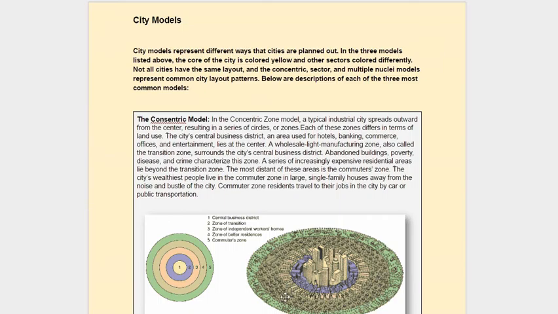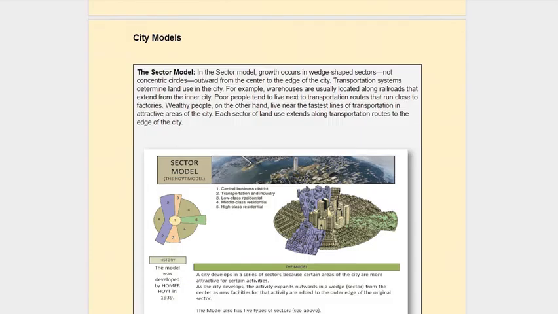That's zone 3. And zone 4 is what we would call in America the suburbs. And then zone 5 is like the really, really rich places where people have lots of land and the houses are bigger. So that's a concentric model. It kind of works in rings. An alternative to this is the sector model.